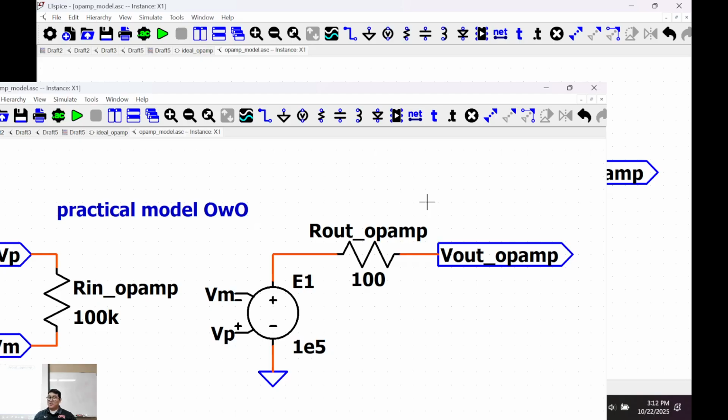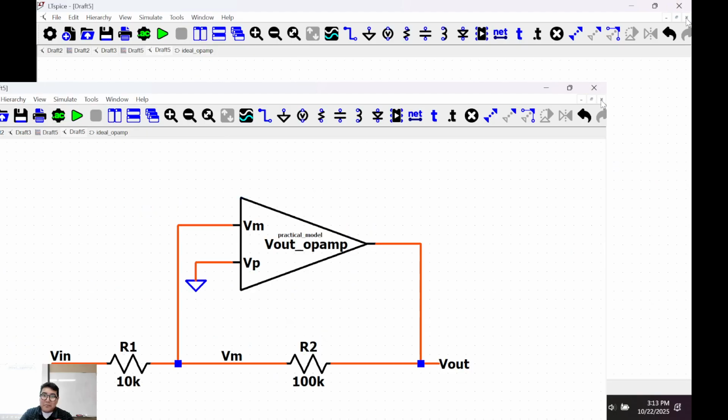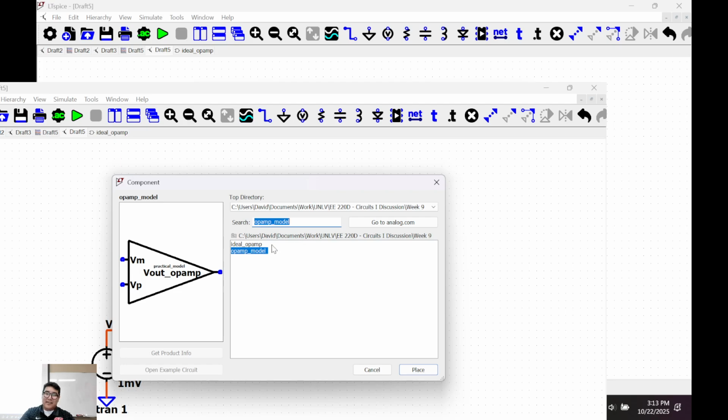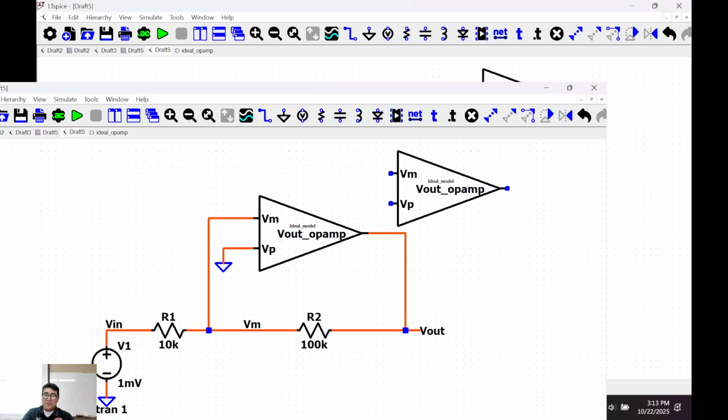I'm just making sure you know that this is your practical model. You can do whatever you want with it. Whatever homework you have, input resistance, output resistance, gains, this is your circuit. Is this going to help you? Anyways, exit out of here. So let's just use our ideal model. I'm going to delete this. Look at that. I'm going to use my ideal model, place, boom.